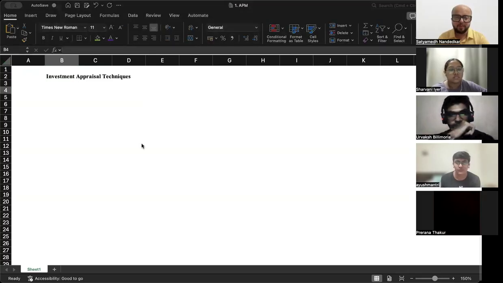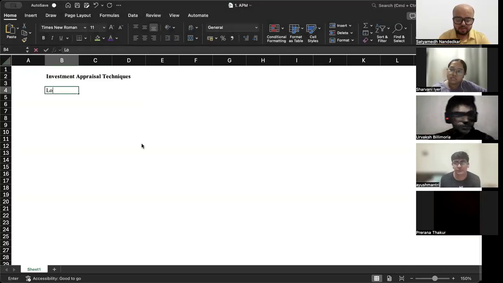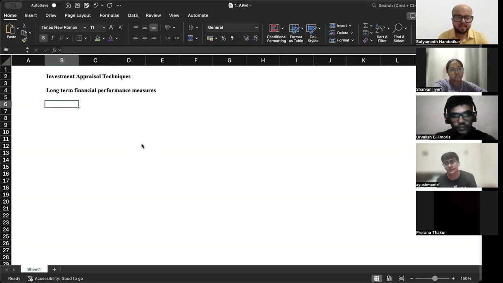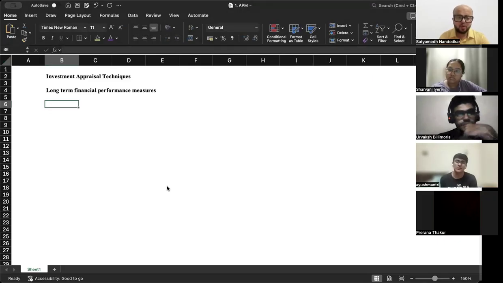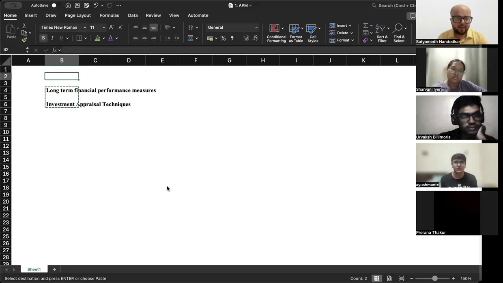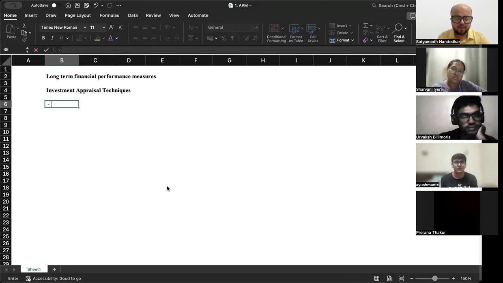So, in AFM, we called them investment appraisal techniques, but here we are going to call them long-term financial performance measures. Basically, they help us to decide whether a particular project, which is going to span more than 1 year time horizon, how do we decide between these two projects, which one has to be chosen? Now, we'll get into the advantages and disadvantages part a little later. But when it comes to appraising long-term projects, we have quite a few techniques that we have been using.